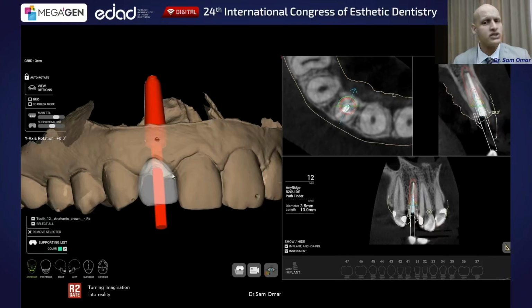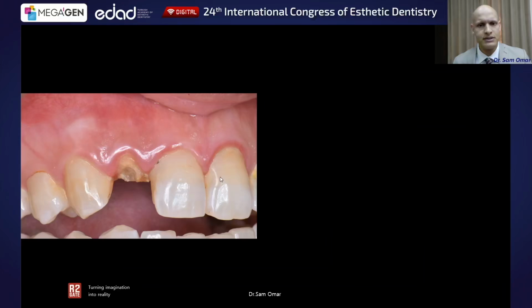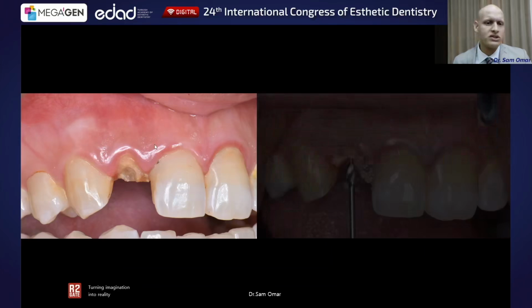So with the R2Gate software, we planned the implant and saw that we don't have a really thick plate of bone, so it would be ideal to do a socket shield procedure here. We placed a 3.5 by 13 millimeter implant in this case. This is how the patient started out.